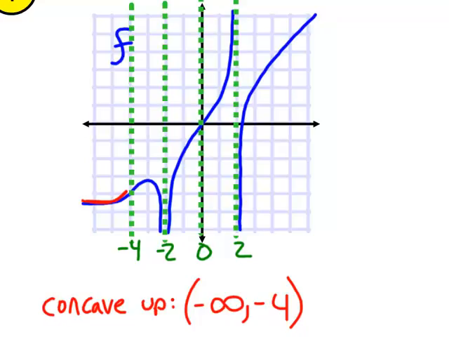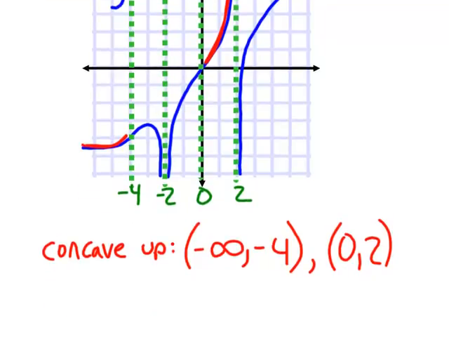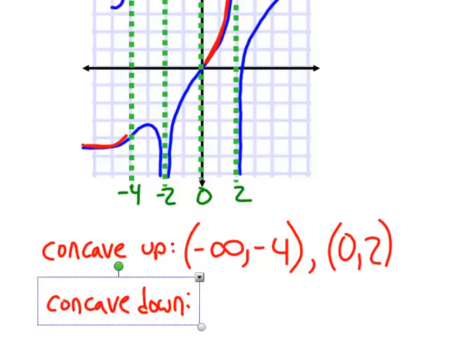Where's our next concave up? Looks like this is our next concave up, our next smiling stretch. So that would be from 0 to 2. And that's it for concave up, right? So let's take a look at concave down. We now have concave down from -4 to -2.